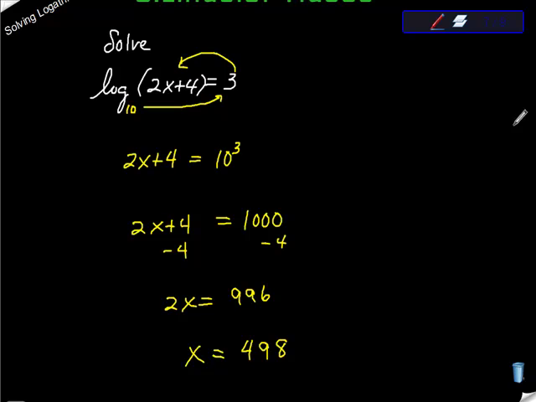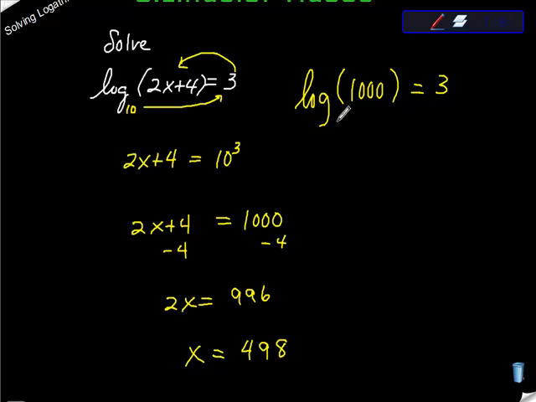498. You can check this out real quick. Log of 498 times 2 plus 4. Oh yeah, good. 498 times 2 is 996. 996 plus 4 is 1,000. So log of 1,000 equals 3. How does that make sense?